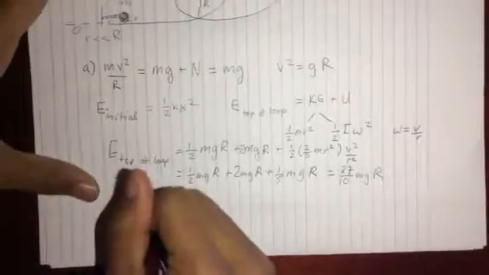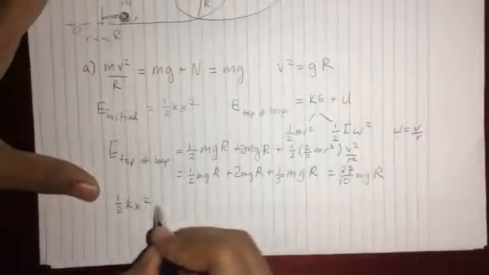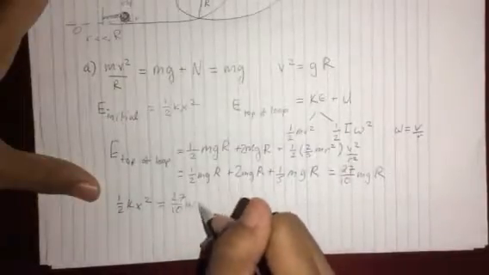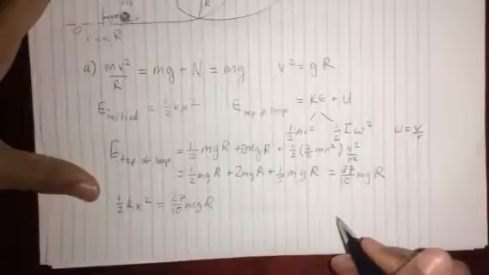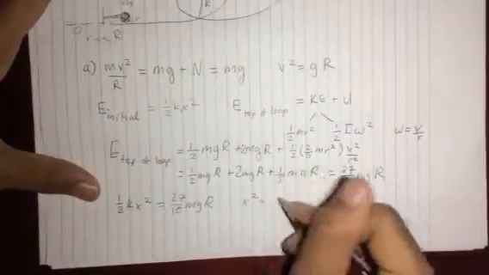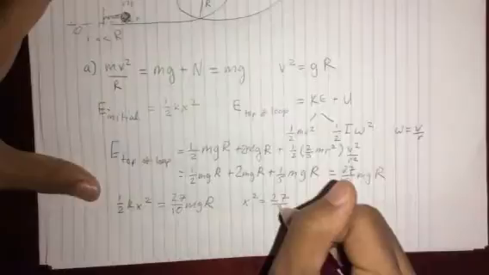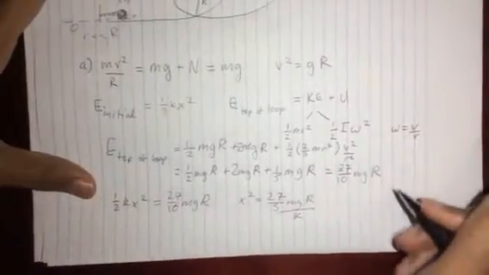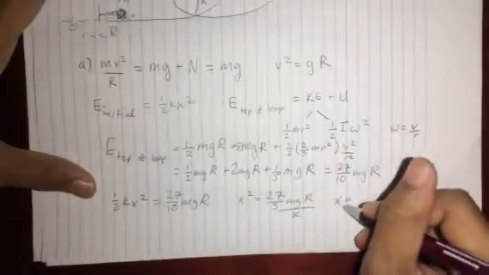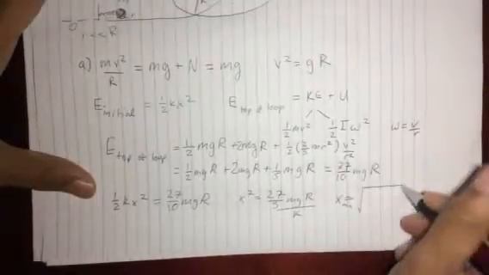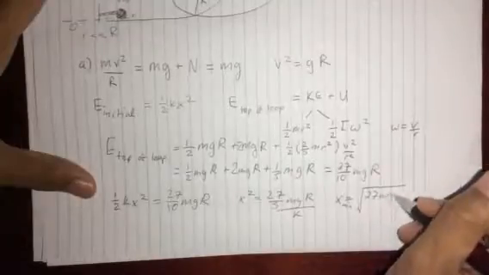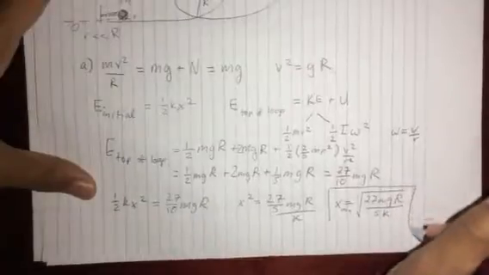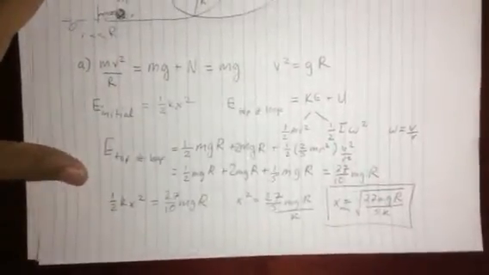Great, so now we're ready to solve. We have that 1/2 kx squared, the energy in the beginning, equals the energy at the top, because energy is conserved. If we solve for x squared, we get x squared equals 27 over 5 mgR over k. So x minimum is the square root of 27 mgR over 5k, and that's our answer for that part of the question.